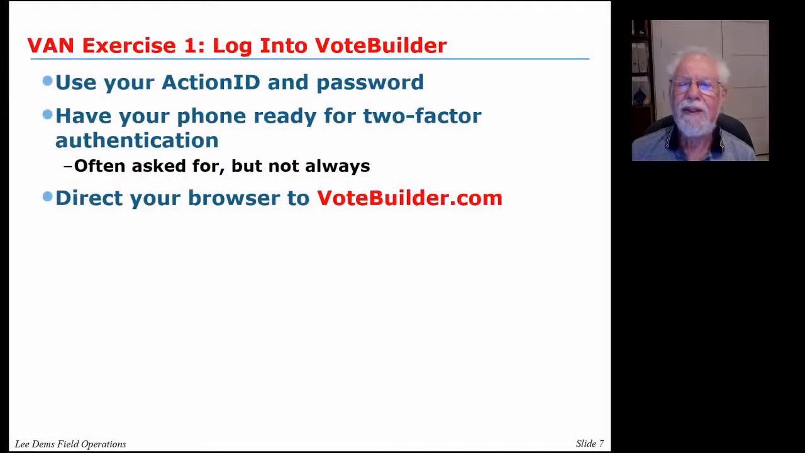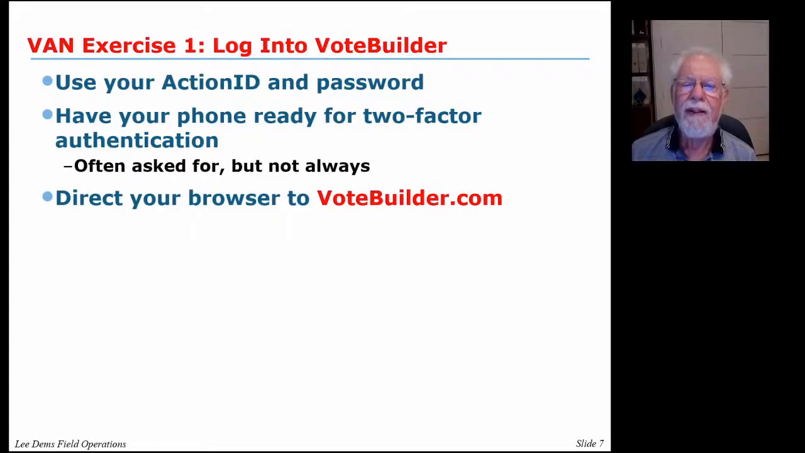Now, the first exercise we're going to do is logging into VoteBuilder and taking a look around and seeing a few things you can do. So you're going to use your ActionID and password. You should have your phone ready for two-factor authentication, which you're often going to get. You should start by just directing your browser to votebuilder.com. You don't need www or HTTP or anything else. Just votebuilder.com should get you there.